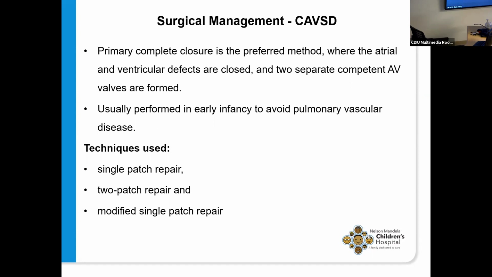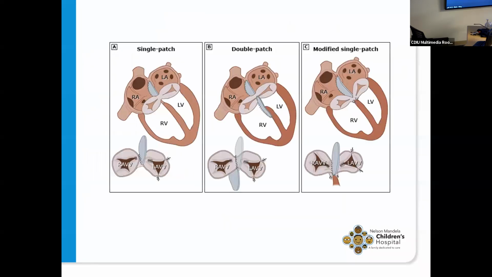The surgical management for CAVSD is primary complete closure, which is the preferred method, where the atrial and ventricular defects are closed and two separate component AV valves are formed. So it's usually performed in early infancy to avoid pulmonary vascular disease. There are three techniques which are used: the single patch, the two patch, and the modified single patch.